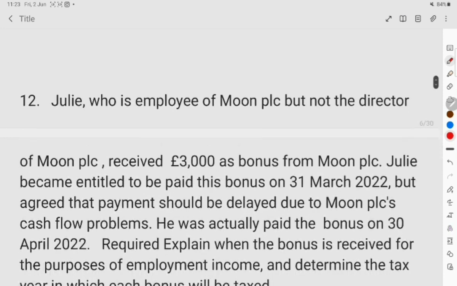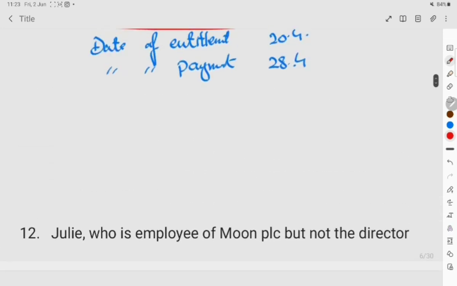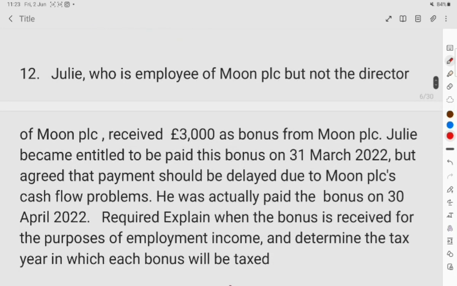Now, next question is about an employee. First was about the director; now it is about a normal employee. Julie, who is an employee of Moon PLC but not a director of Moon, received 3,000 as bonus from Moon PLC. Julie became entitled to be paid this bonus on 31st March 2022. But the payment was delayed due to Moon PLC's cash flow problem. She was actually paid the bonus on 30th April 2022.